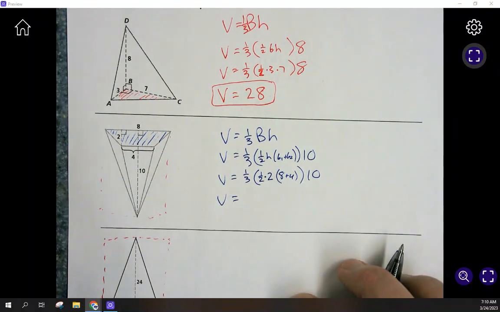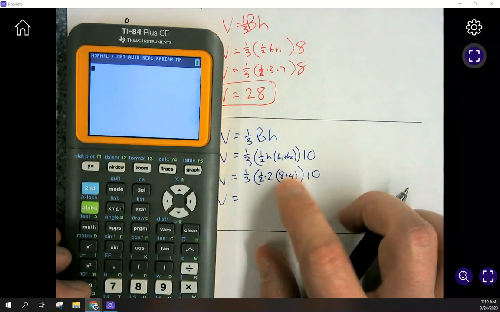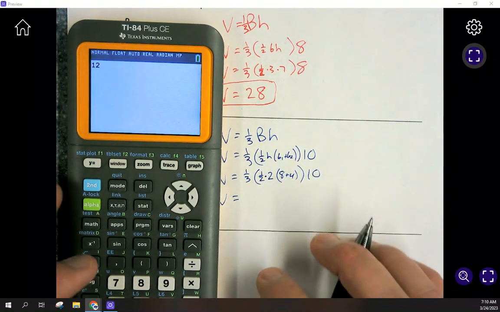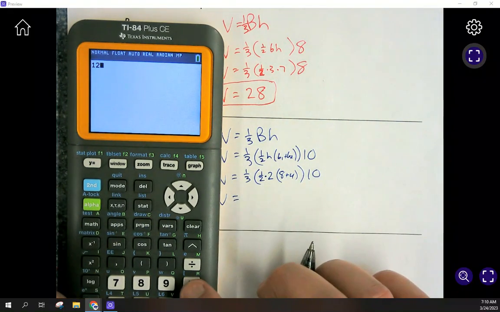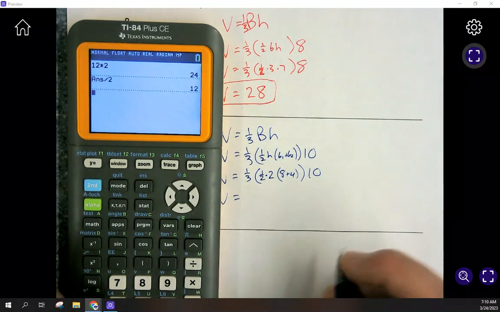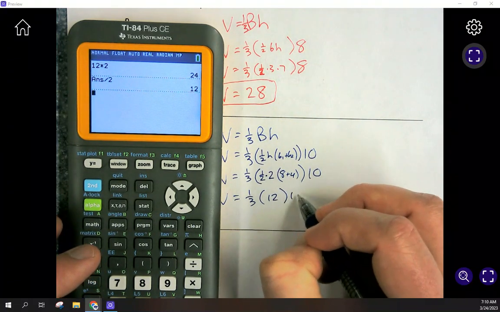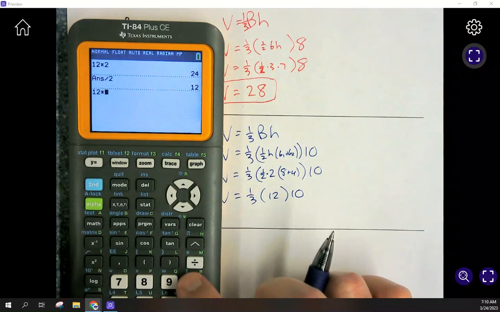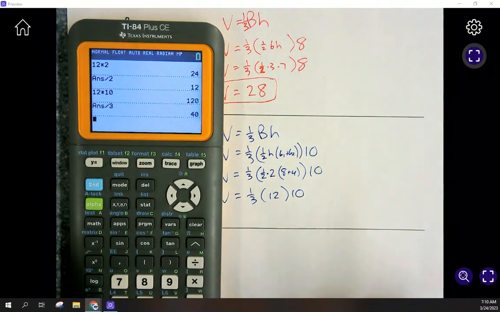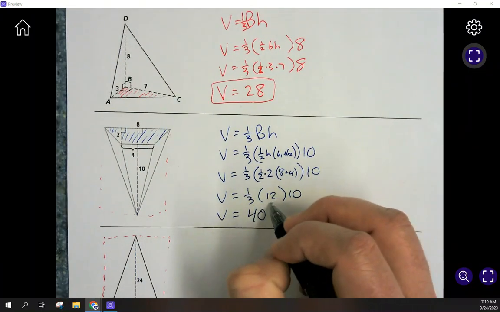I'm going to do this in just a couple pieces so we can make sure we understand how to compute these. First thing you should do is add those bases together. So 8 plus 4 is 12. And then you're going to times that by 2. Take half, so divide by 2. And that's 12. Okay, so I'm going to go ahead and just drop that in here. So I would do 12 times 10. That's 120. And then for 1/3, I'm going to divide by 3. And my final answer here is 40.